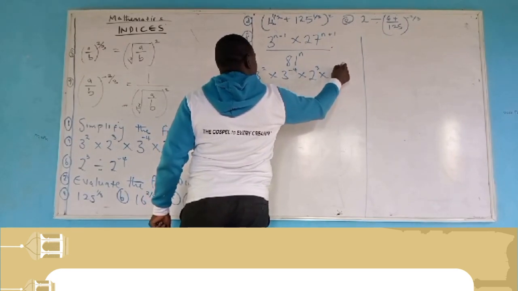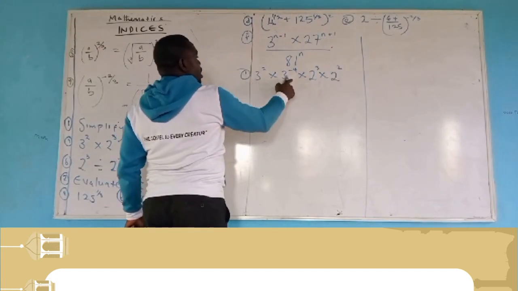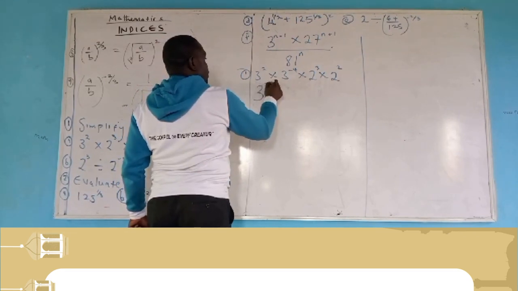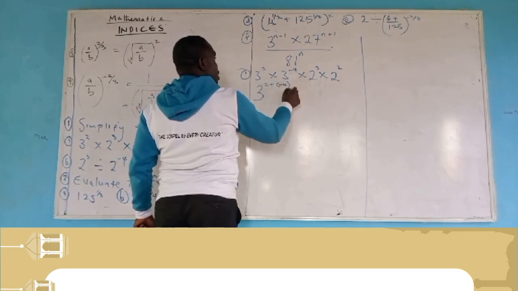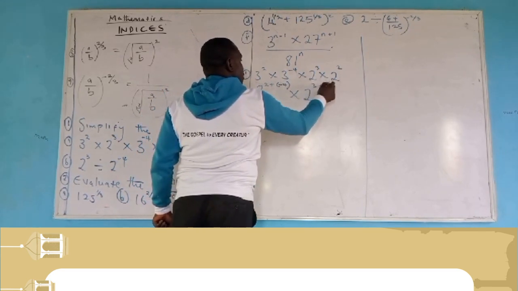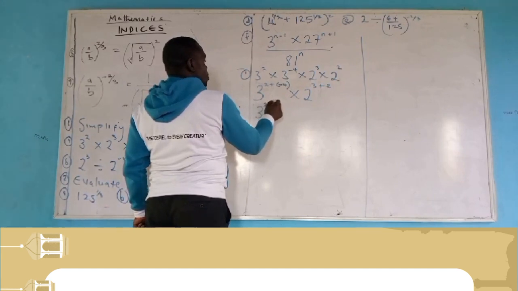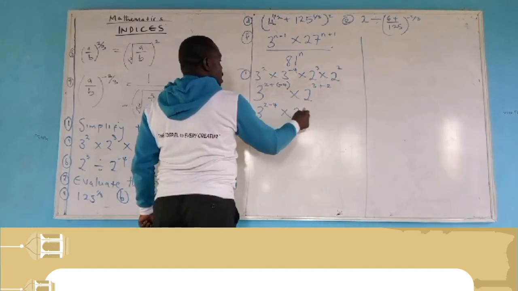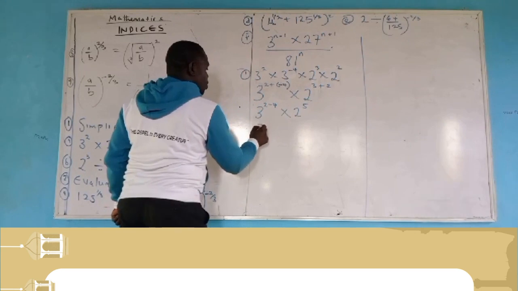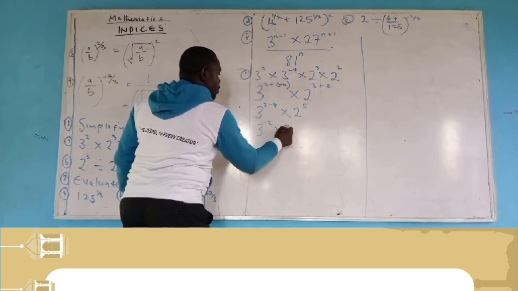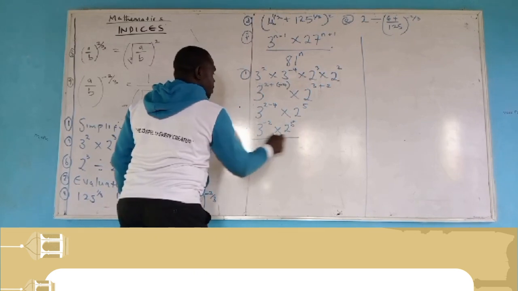And then we have this list of power two. So from the law of indices, multiplication, we are adding the power. So we have this, and then we are having this. So this will give us 2 minus 4, and this will give us 5. So therefore, we have minus 2 for here, and we have 2 raised to the power 5 here.